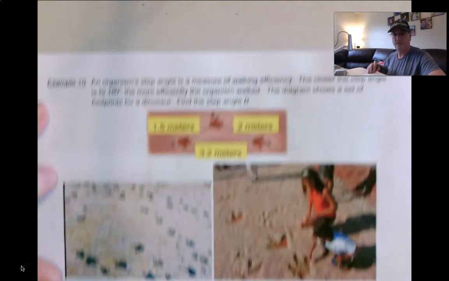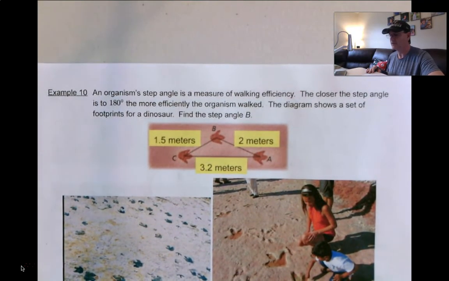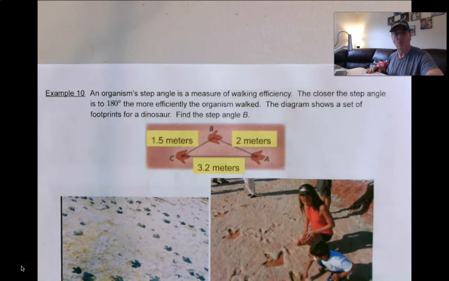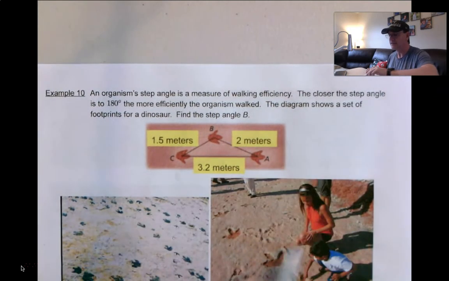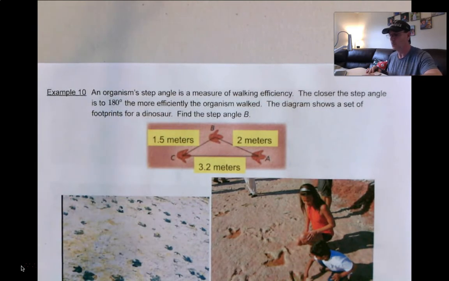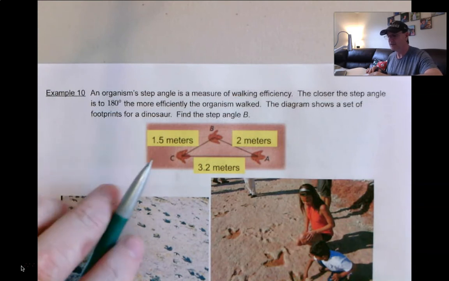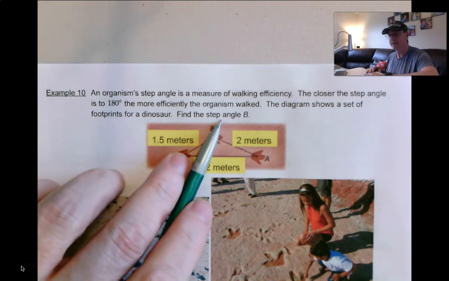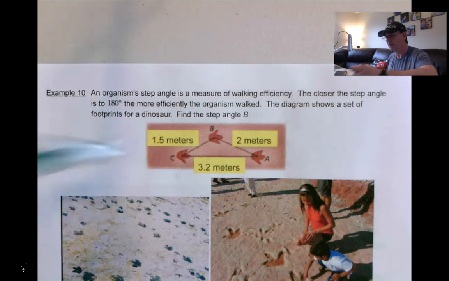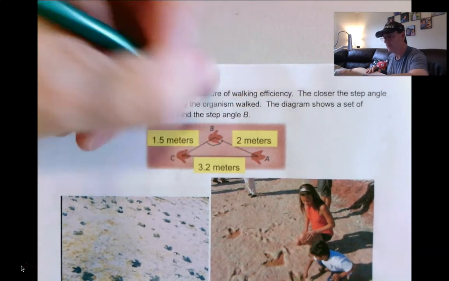An organism's step angle is a measure of walking efficiency. The closer the step angle is to 180 degrees, the more efficiently the organism walked. The diagram shows a set of footprints for a dinosaur. Find step angle B. Find the measure of angle B.